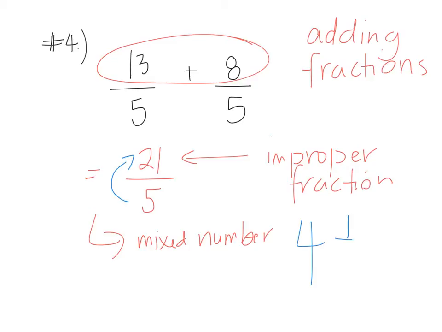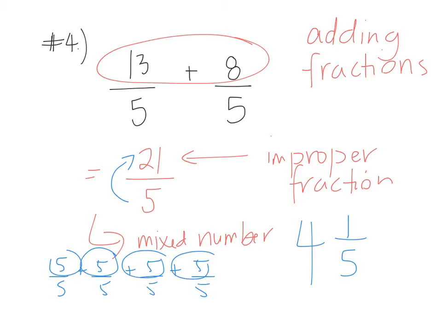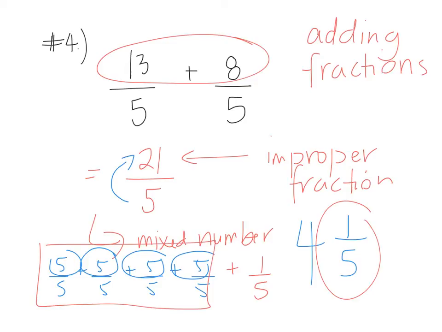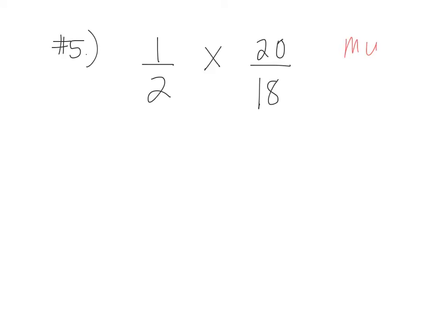1/5. Good. Because if I have 4 wholes, I have 5 out of 5, plus 5 out of 5, plus 5 out of 5, plus 5 out of 5. That's 5, 10, 15, 20 out of 5, but we need to have 21 out of 5, so plus 1 out of 5. So we have 4 wholes and 1/5. Okay, and we can work backwards. 4 times 5 is 20, plus 1, 21. 21 fifths. Good.